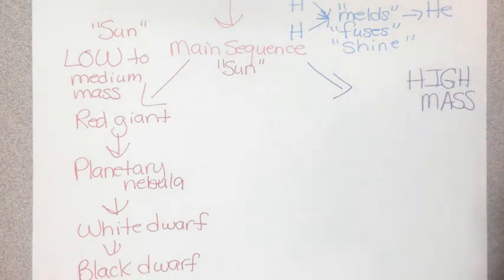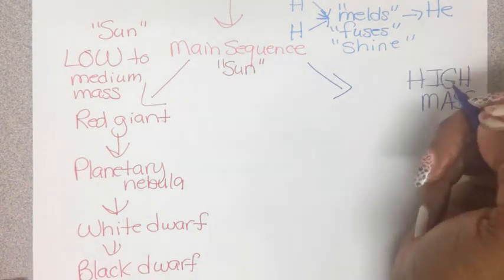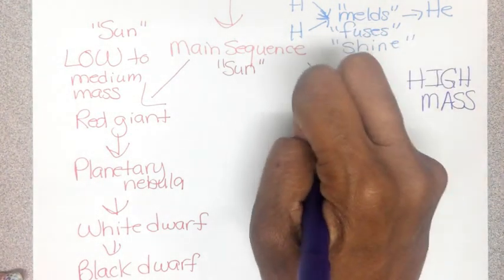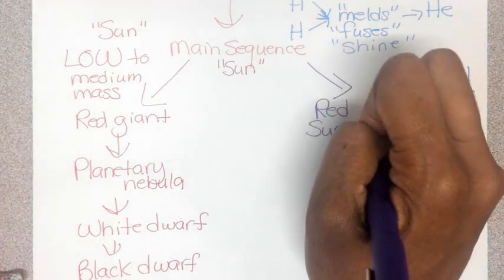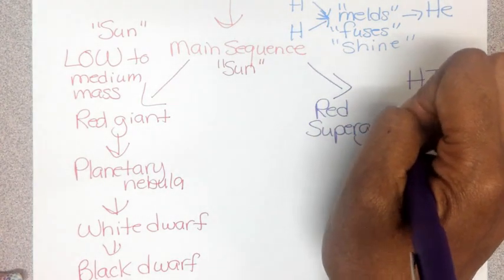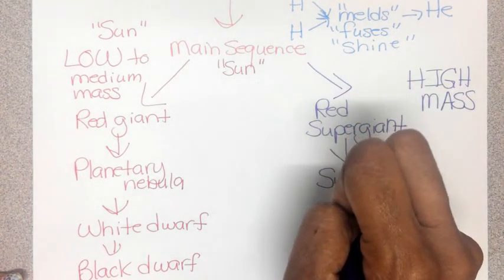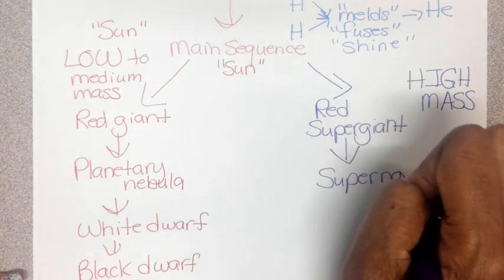Now remember also, high mass stars do not live as long as low mass stars, because they are so massive they burn through their fuel much more quickly than a low mass star. Okay, so remember, high mass stars don't live as long as a low mass star. So a high mass star, when it starts to die, will become a red supergiant. After the red supergiant stage, it will explode in a supernova.